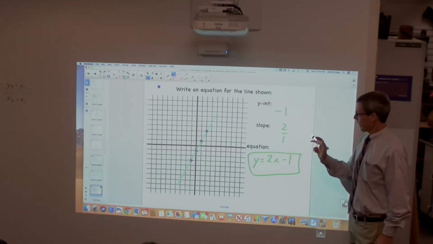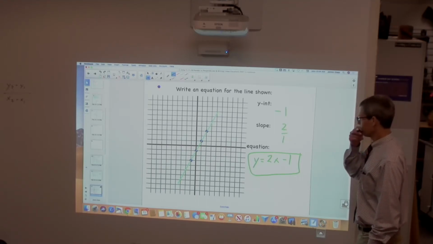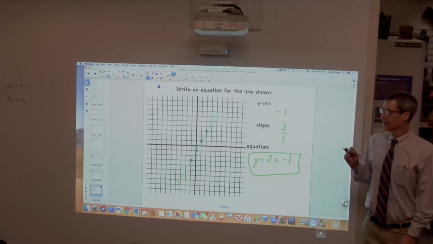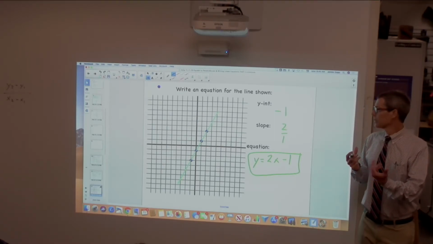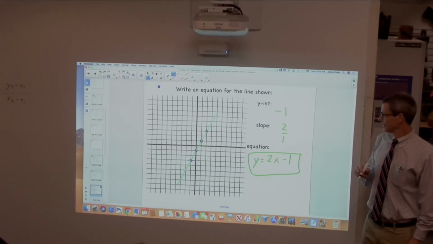Wait, what about the 3? Isn't it y equals 2/3 x minus 1? No, I think I did it right. Nope, we're good. This is correct. Let's just look at it. We can talk about it. Let's talk this through. Where'd you get -1?